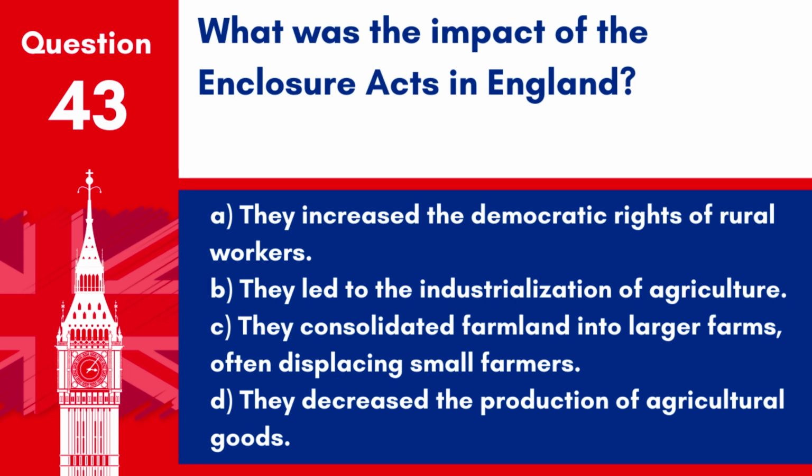Answer: C. They consolidated farmland into larger farms, often displacing small farmers. The Enclosure Acts allowed for the consolidation of open fields and common land into the hands of fewer, larger landowners, leading to significant social and economic changes in rural England.